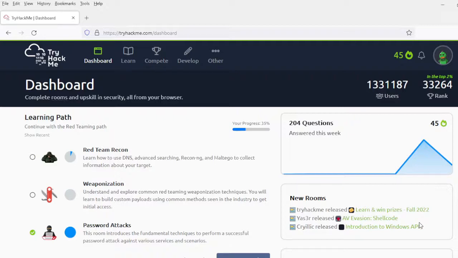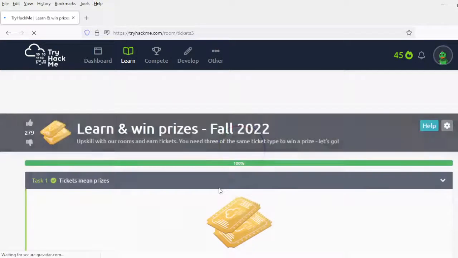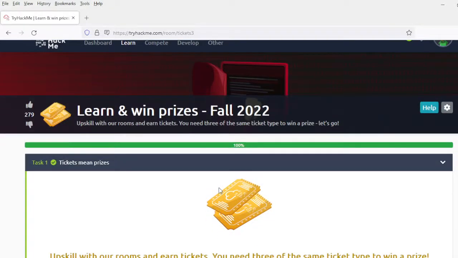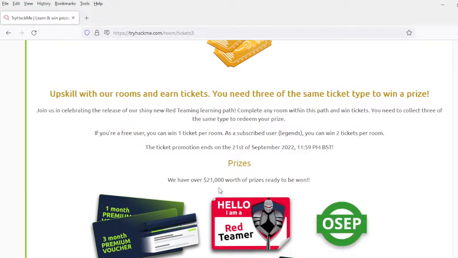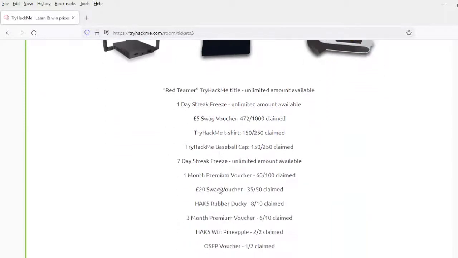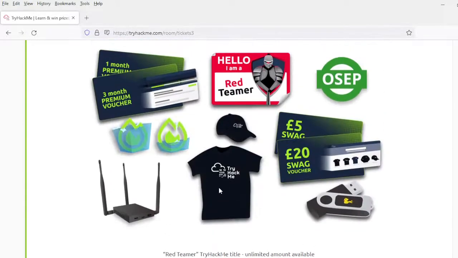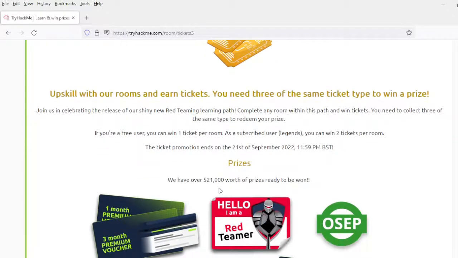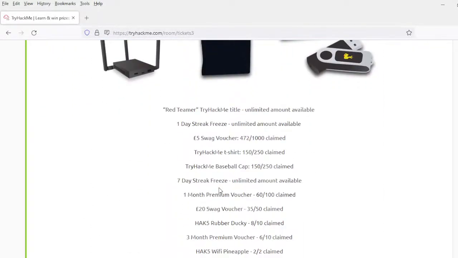Today we're going to look at the new learning path that was just announced by TryHackMe. It's called Red Teaming, and it comes with an opportunity to win tickets and prizes. It's kind of hard to get any of the big prizes, but the smaller ones are really accessible, I believe.